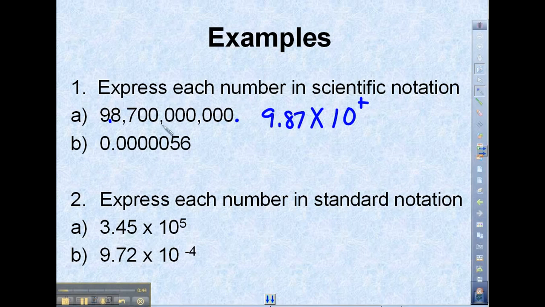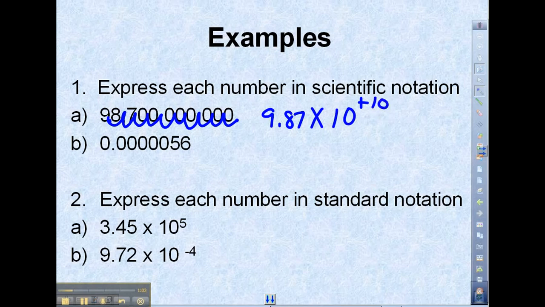Now you've got to count how many decimal places you moved it. This is your shortcut. Be careful on counting. This is where everyone makes their mistake. 1, 2, 3, 4, 5, 6, 7, 8, 9, 10.